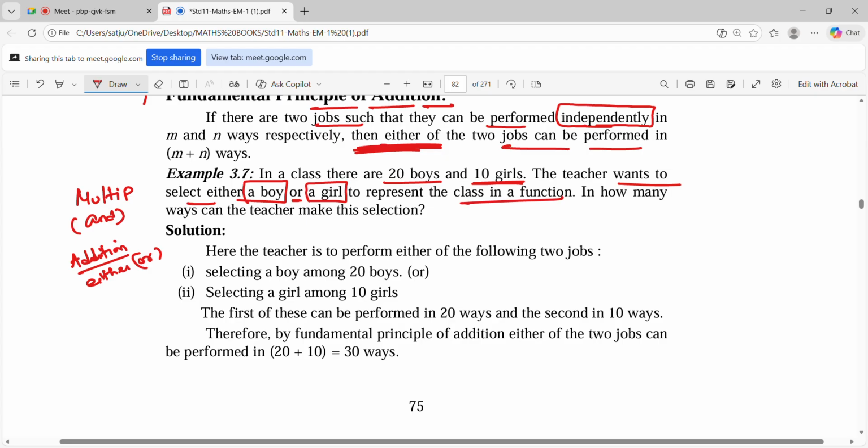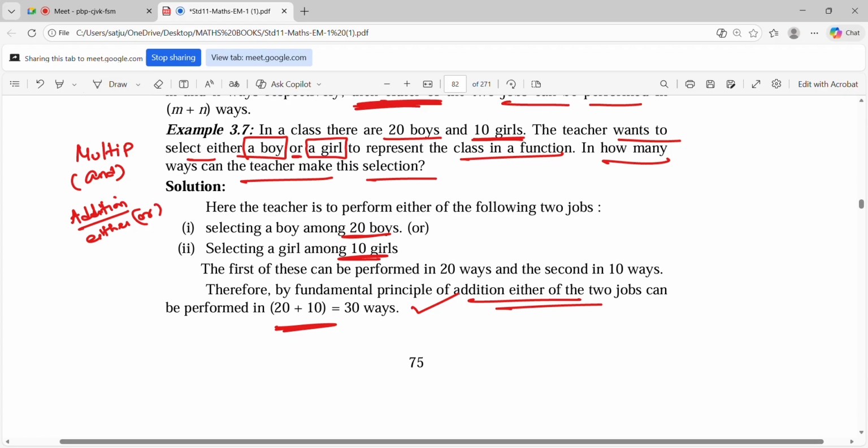To represent the class, either a boy can represent or a girl can represent, whereas in the previous case both had to represent in a function. So here, in how many ways can a teacher make this selection? 20 boys, 10 girls. So either boy or girl, therefore 20 plus 10, 30 ways. Principle of addition: either of the jobs can be performed, means 20 plus 10, so 30 ways are there. Understood?